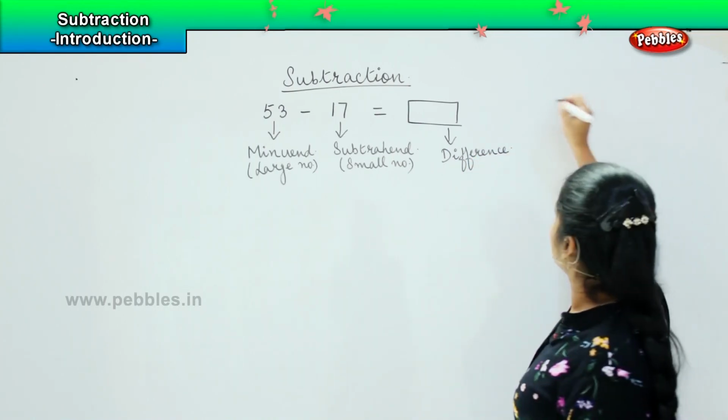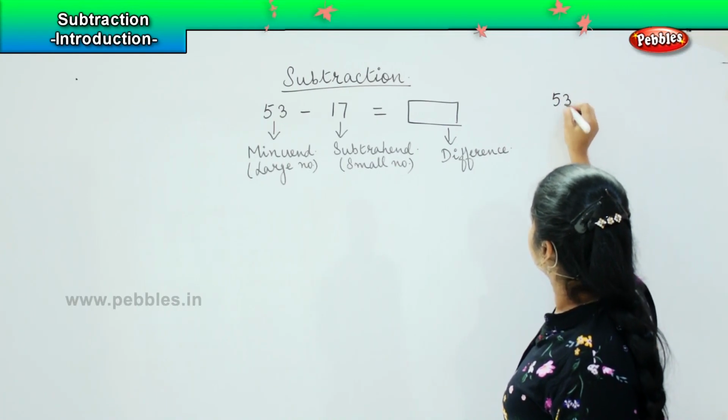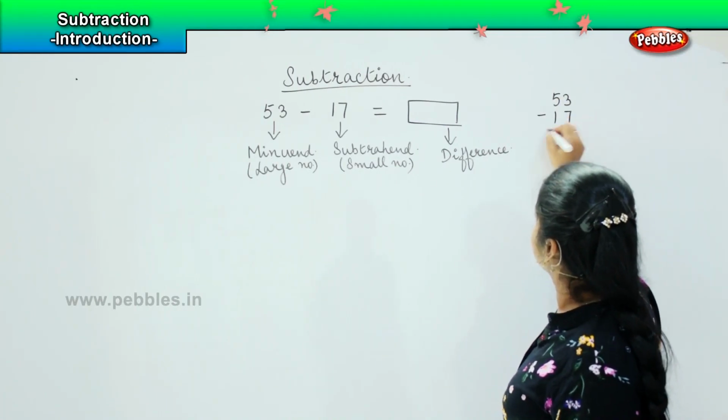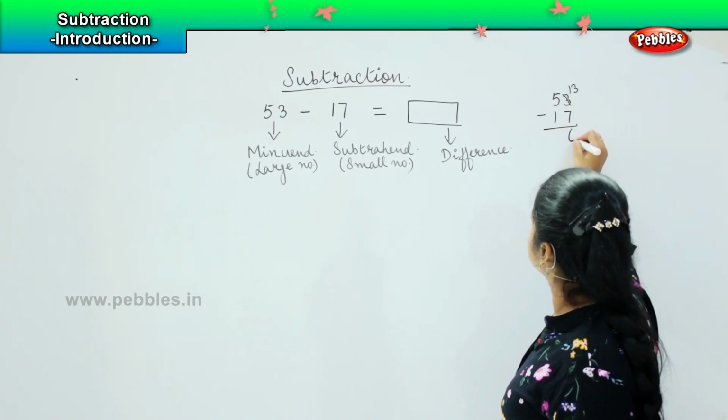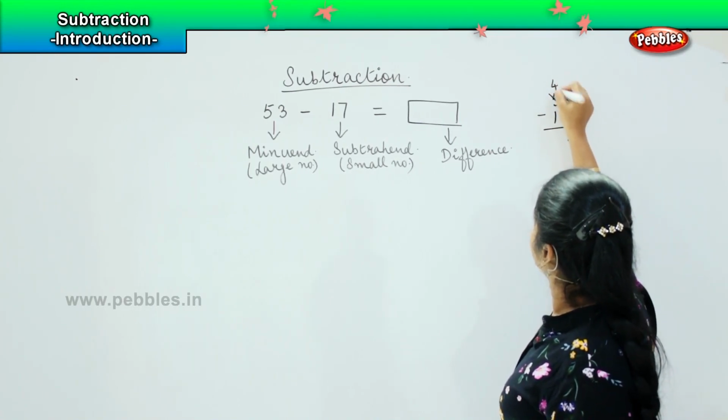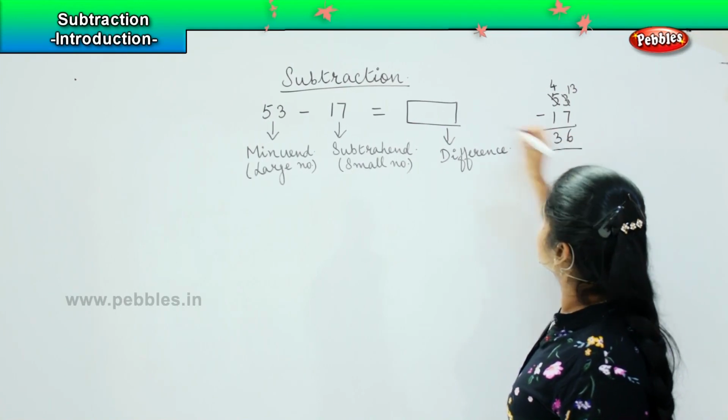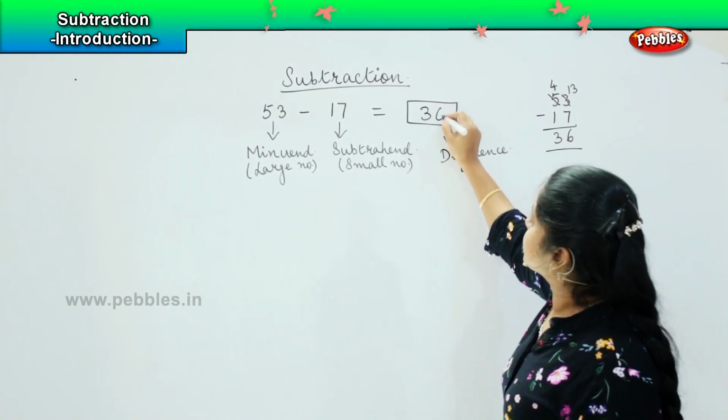Okay? So let us see what is the answer. So 53 minus 17. So 13 minus 7 is 6. 4 minus 1 is 3. So my answer is 36.